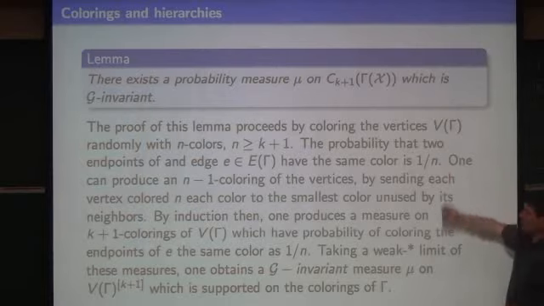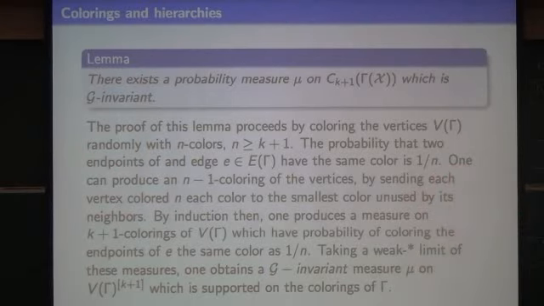Now the probability that two endpoints of an edge have the same color is 1 over n. Now from an n coloring, you produce an n minus 1 coloring of the vertices by setting each vertex colored n to the smallest unused color used by its neighbors. So this is kind of like the way that we k plus 1 colored, but we're doing it in a way that's equivariant. Now, this no longer gives me a valid coloring. It just colors the vertices. It's not a coloring of the graph.